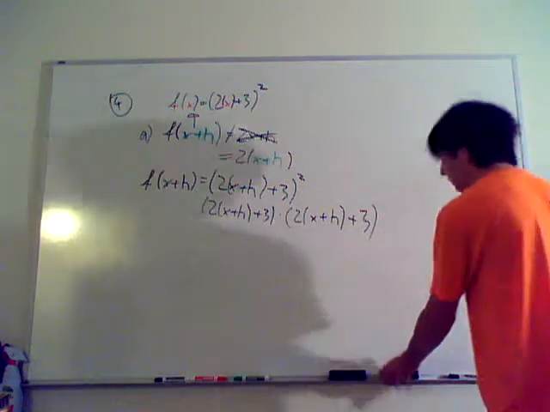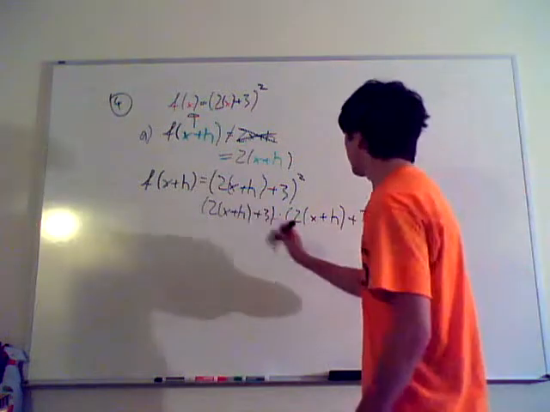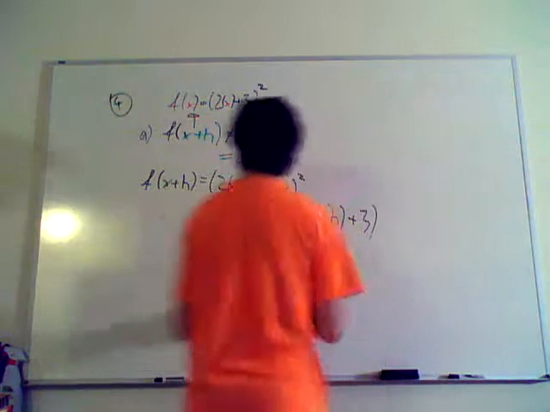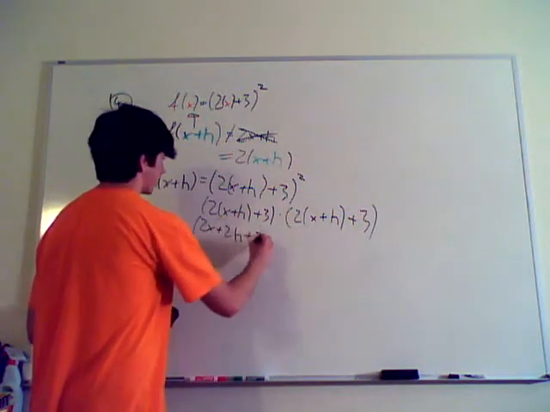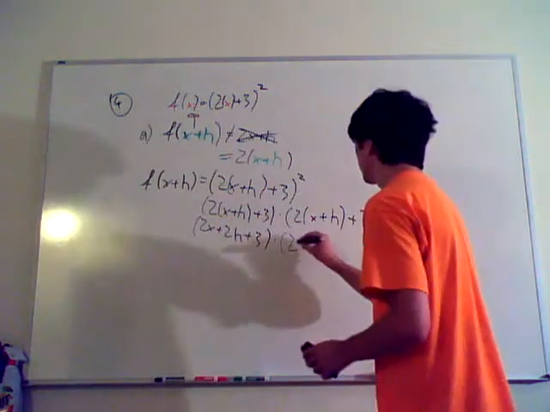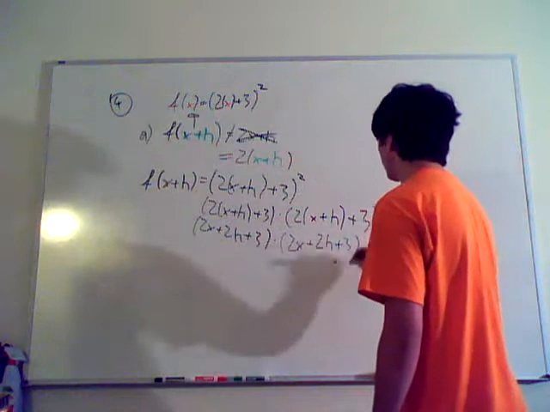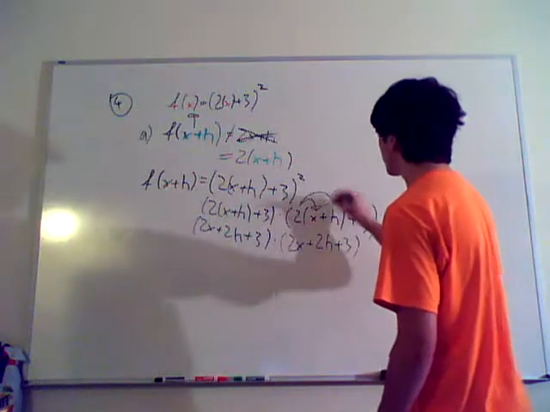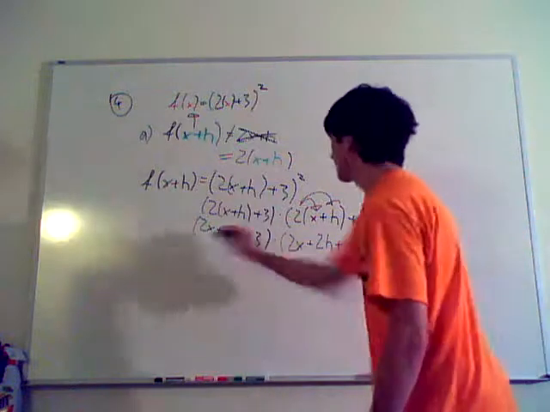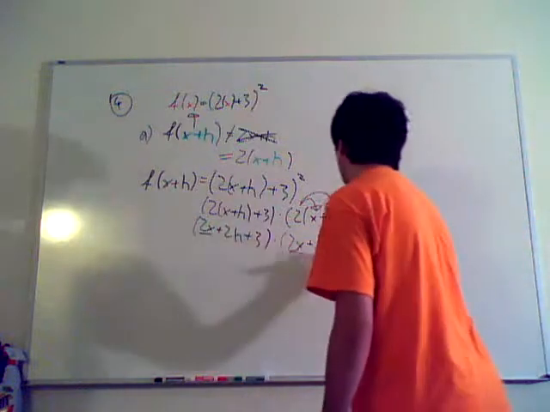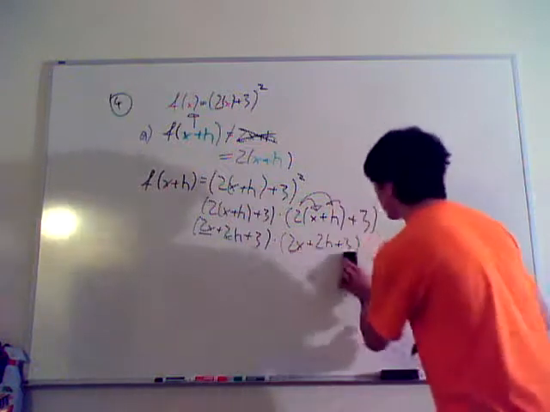Alright? So what you do here now is your little FOIL thing. First distribute, my bad. You get 2x plus 2h plus 3 times 2x plus 2h plus 3. Alright? So they are distributed. I should have done this before writing this out, but I hope you see this still. Okay, so now just multiply, this by this, this by this, and so on. Make sense? Let's erase this so I can keep track.